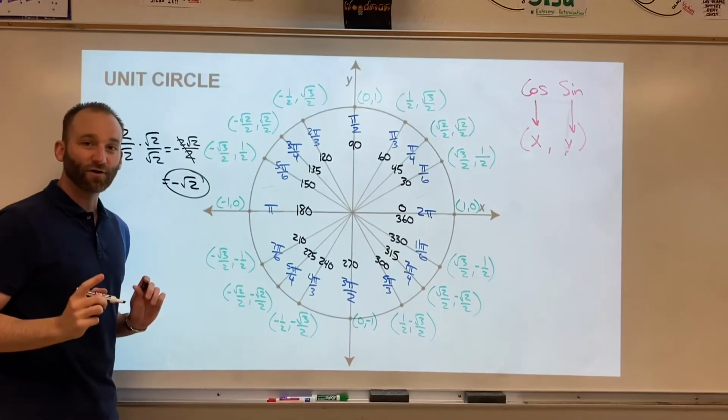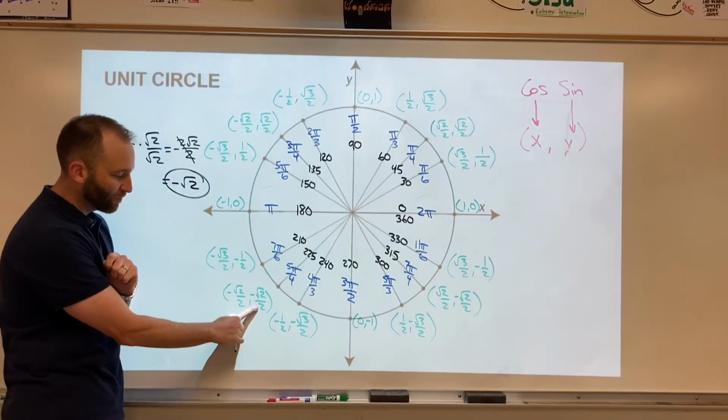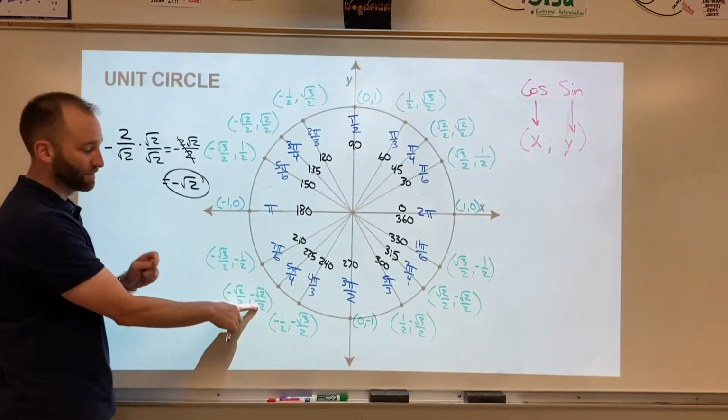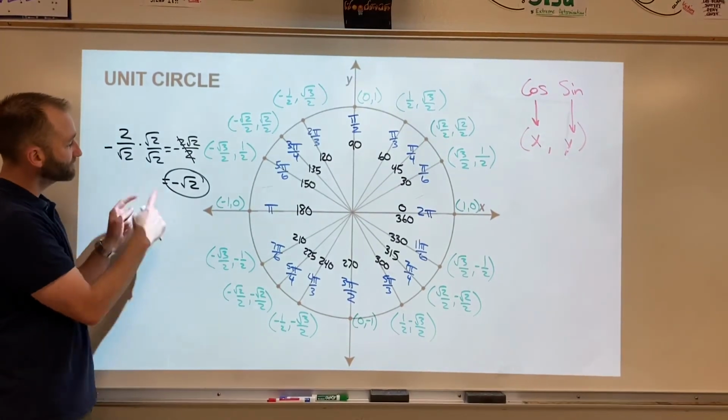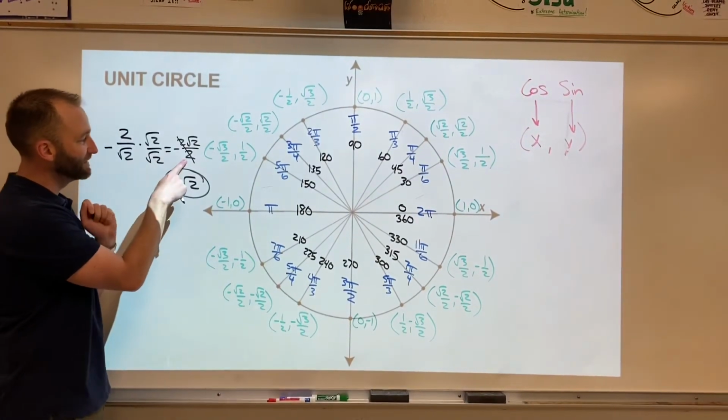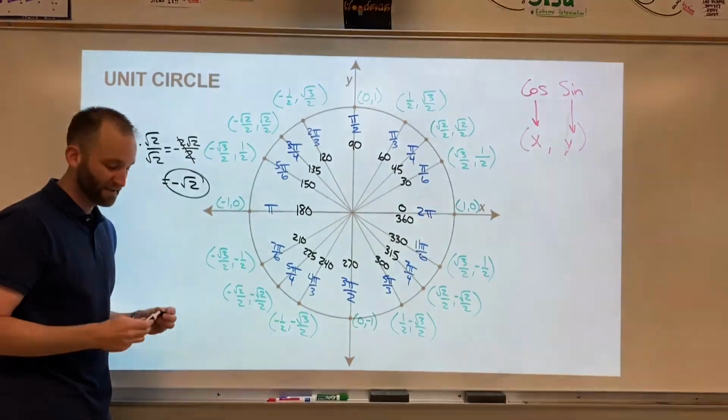A little bit more involved with that one. So I found the y coordinate. I had to do the reciprocal because we're talking the cosecant. I had to rationalize the denominator, and even after that, I had to simplify.